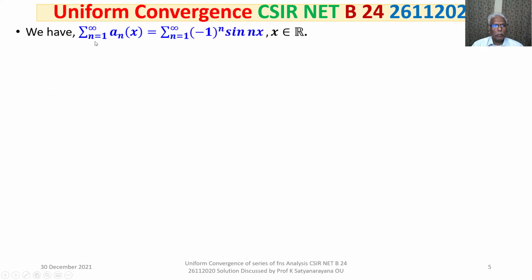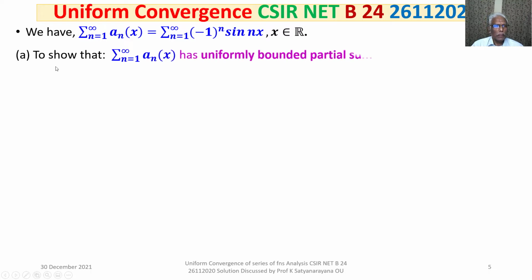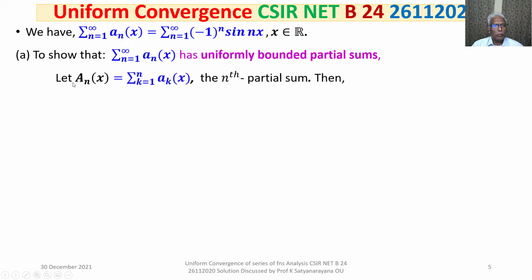We have sigma n equals 1 to infinity a_n(x) equal to sigma n equals 1 to infinity (-1)^n sin nx, x belongs to R. Now, our first condition is we have to show that the series sigma a_n(x) has uniformly bounded partial sums. First of all, consider the partial sum. Let capital A_n(x) be the nth partial sum of this series, sigma k equals 1 to n a_k(x).